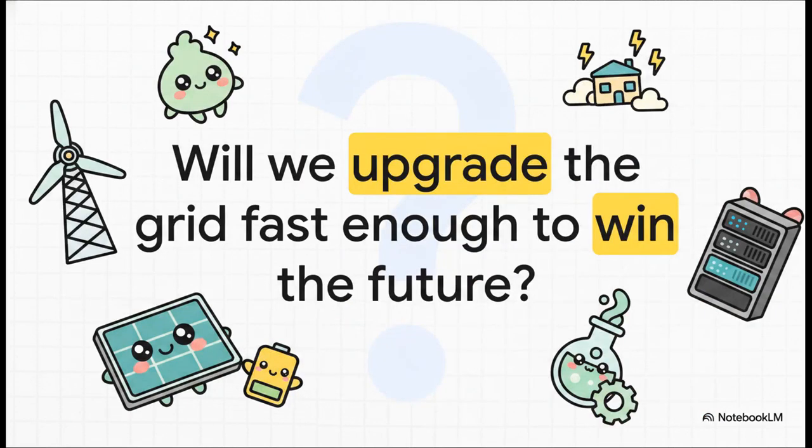Which leaves us with this final thought. Energy truly is destiny. The grid is the unsung hero of modern civilization. And right now, the sheer demands of AI and massive data centers are pushing this aging hardware to its absolute physical limits. From liquid nitrogen superconductors to massive spinning compensators and rural mini-grids, the engineering solutions are out there. The question is, will we upgrade the world's biggest machine fast enough to win the future?